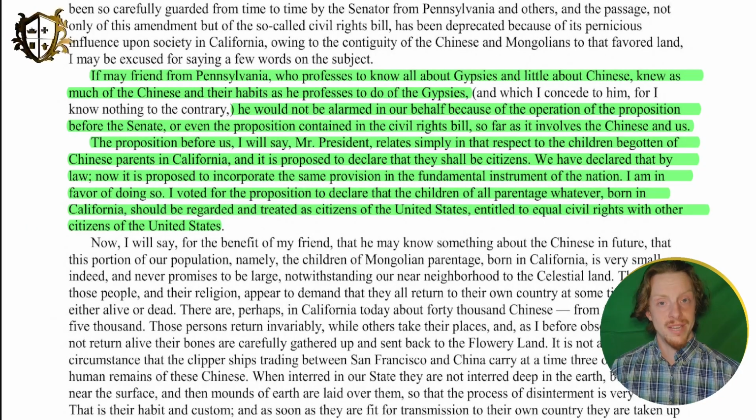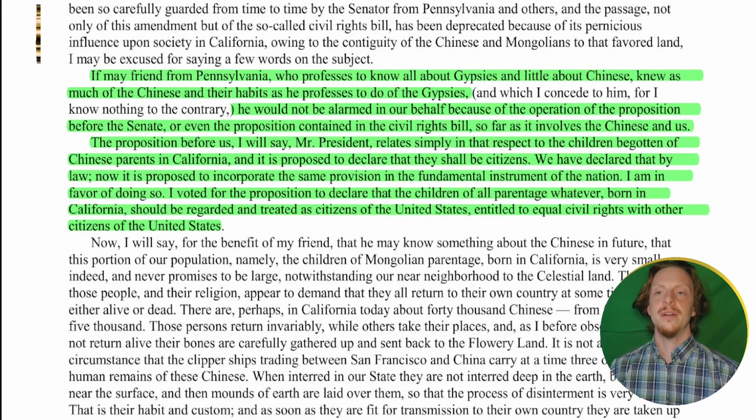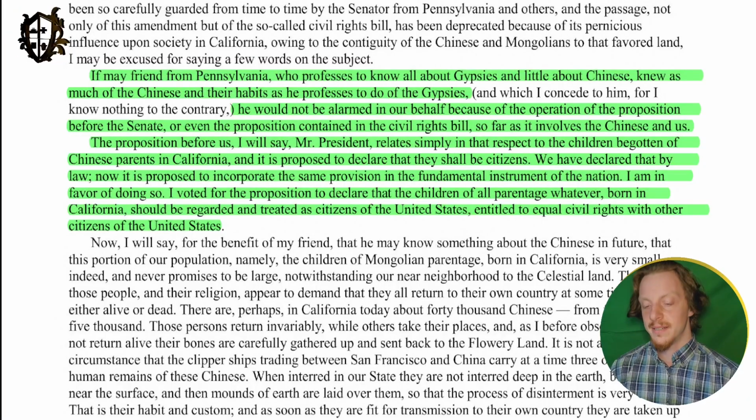What does that sound like? Well, they offer so much. They're here doing jobs that we wouldn't want to do, so why are you concerned about it? That's exactly the same argument that Mr. Conness is making here in 1866 for the 14th Amendment.